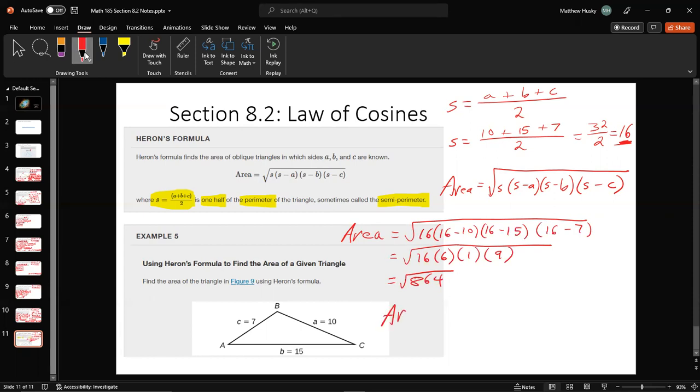So then that means that the area, let's see, they don't tell us what to round to. We'll just give them, I don't know, 1 decimal place should be enough. You do the square root of 864. And when you do, you get 29.4. And they don't give us any units, but that's okay. It is 29.4. And there you go. You have successfully found the area of that triangle. So that is Heron's formula.